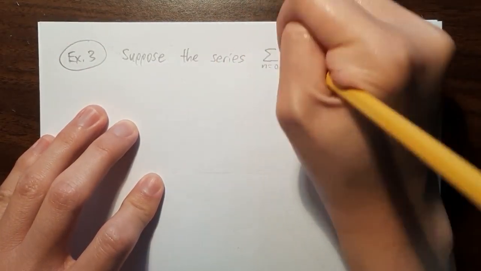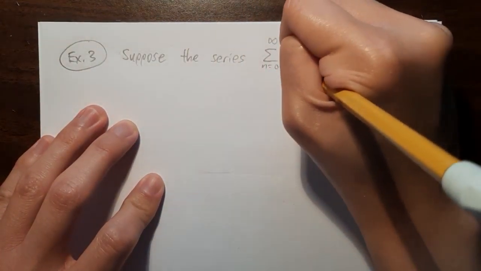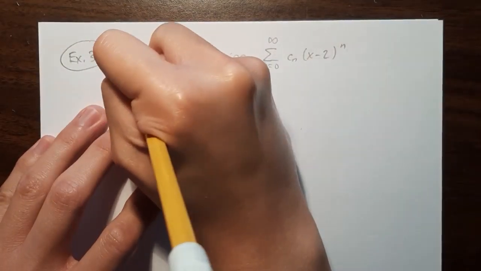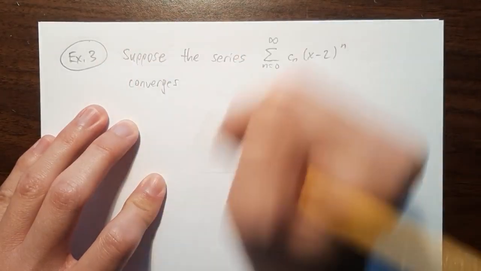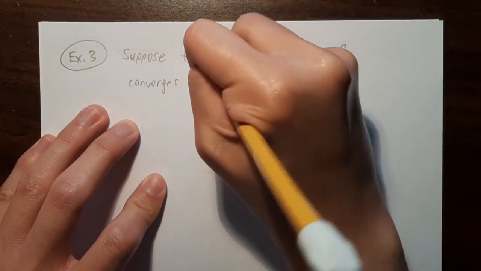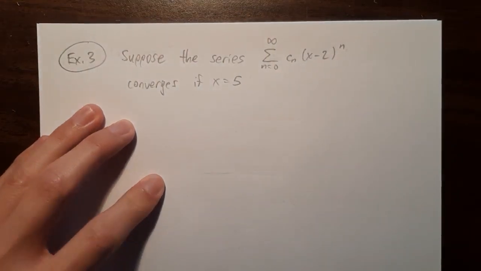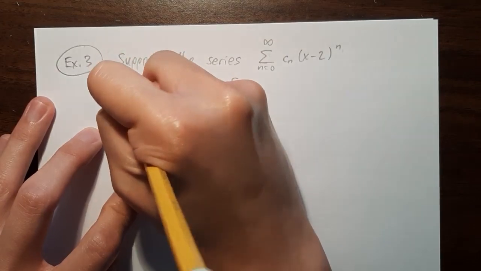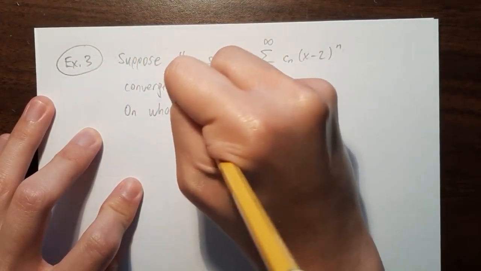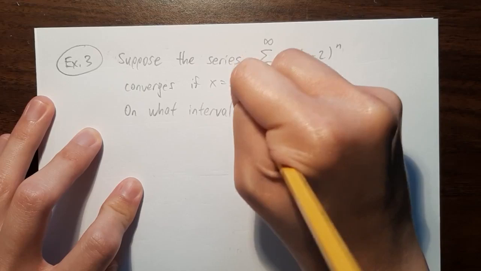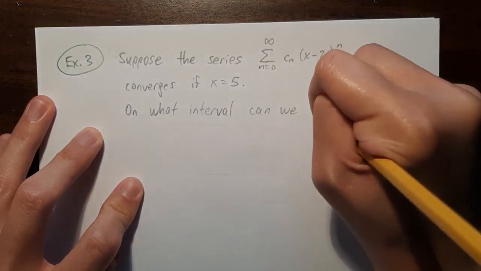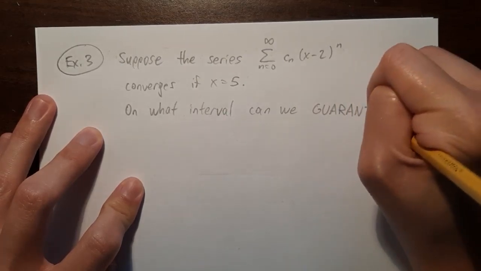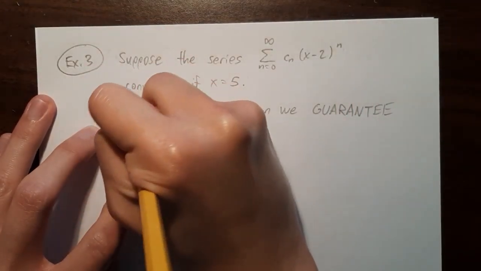Suppose the series, sigma sum c sub n times (x minus 2) to the power n. Let's say that we somehow magically know that this series converges if x equals 5. So in that case, the question is, on what interval can we guarantee convergence?